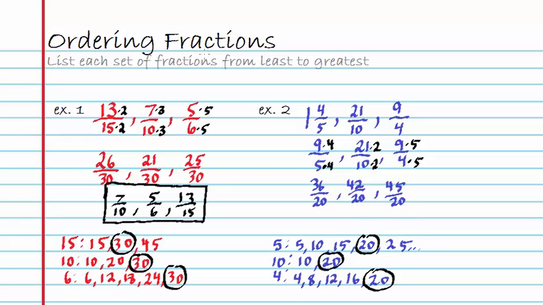So as you can see in this problem, 36, 42, and 45, those are my new numerators. These fractions were already written in order from smallest to largest, from least to greatest. So I can keep their order. So when I rewrite the original versions, it's 1 4/5, and then 21 over 10 is next, and then the biggest of these three was 9 over 4. So this would be the correct order from least to greatest.